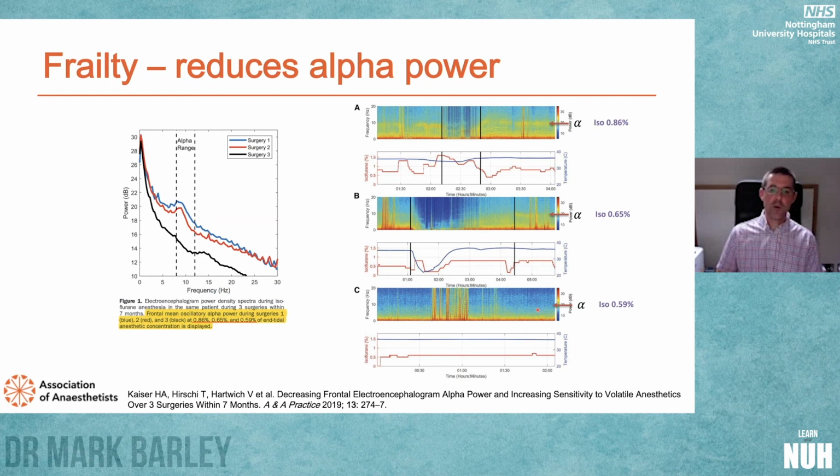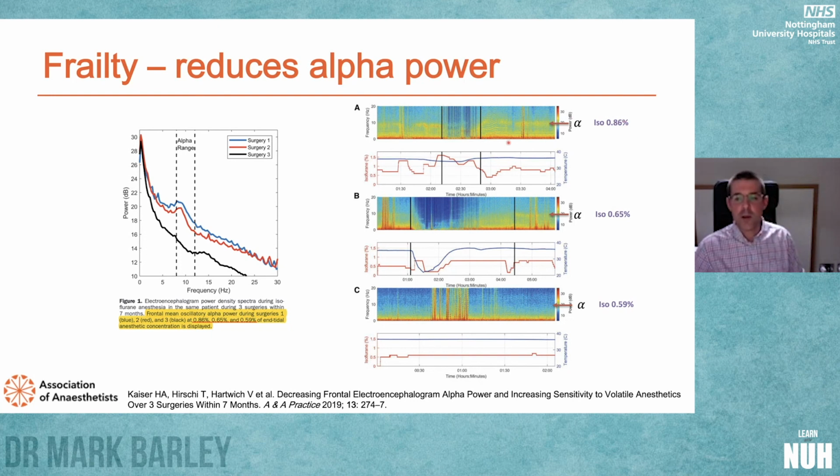Well, frailty also seems to cause problems, and there's quite a lot going on in this graph, but this is one patient having 3 operations over the course of a year. The first operation was a coronary artery bypass graft. The black lines indicate where the patient went on to bypass. There's a lot of burst suppression happening there. Temperature falls a little bit, but we've got these alpha oscillations visible as these yellow and orange bands. This patient required a mean end-tidal ISO level of 0.86.